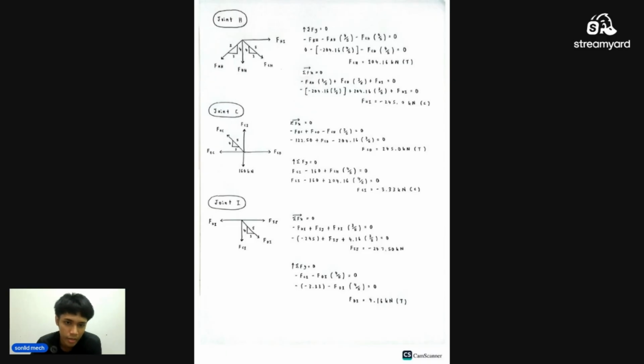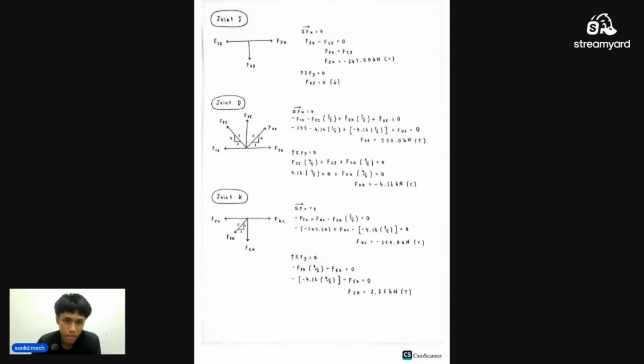Next, we move to the joint I. We have FHI, FIJ. So first we can find FIJ first using the total Fx equals to 0. Insert all the information values we got before and we get FIJ equals to negative 247.5 kilonewton. And then we can get FDI value using total Fy equals to 0. Insert all the values and we got FDI equals to 4.16 kilonewton in tension.